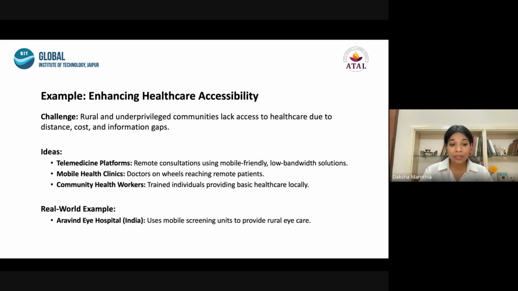And these guys did telemedicine platforms, they had mobile healthcare clinics, they had community health workers, which was basically, suppose there is a rural district that does not have the healthcare infrastructure, the nearby towns would collaborate and reach that particular area and provide their healthcare services.